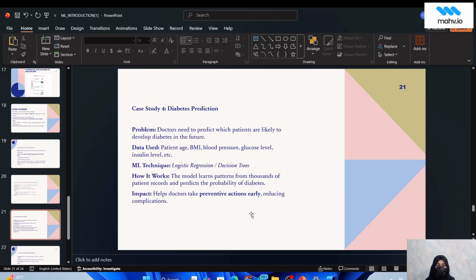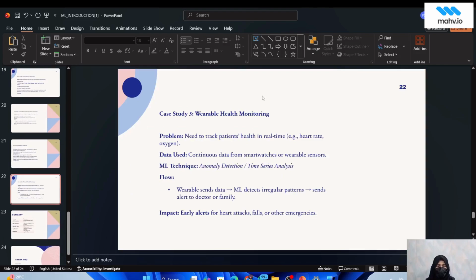And then there is diabetes prediction, in which doctors need to predict which patients are likely to develop diabetes in future. What data is used here? Patient age, BMI, blood group, glucose level, insulin level. The algorithms that we will use are logistic regression and decision tree. How it works: the model learns patterns from thousands of patient records and predicts the probability of diabetes. The same flow happens here: data gathering, pre-processing, model training, evaluation, and at the end deployment and monitoring. But these are just case studies, the scenarios.